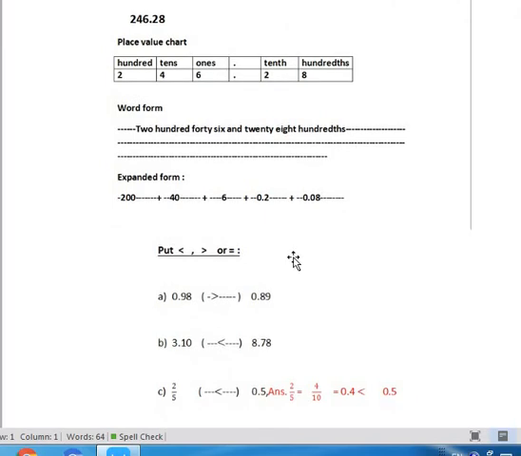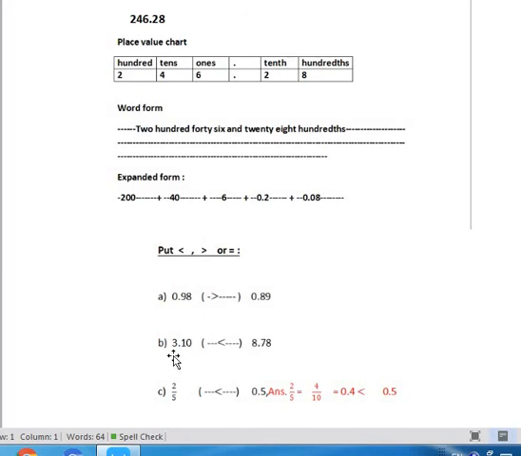Put greater than, less than, or equal: 0.98 and 0.89. When I compare numbers, remember that we look from the left hand. So we are going to compare the larger units. Here 9 is greater than 8. So 0.98 is greater than 0.89.